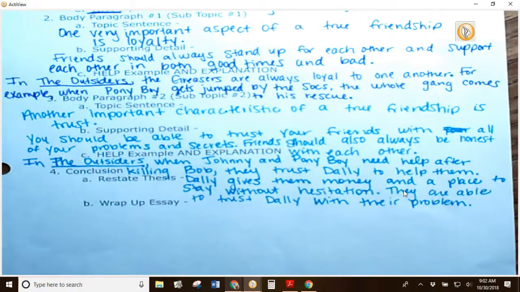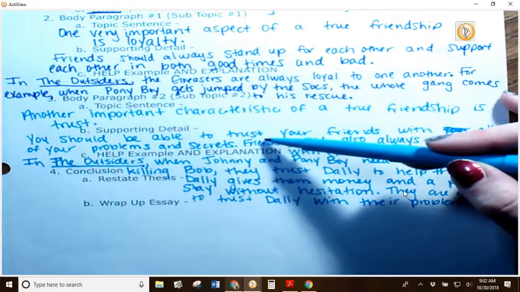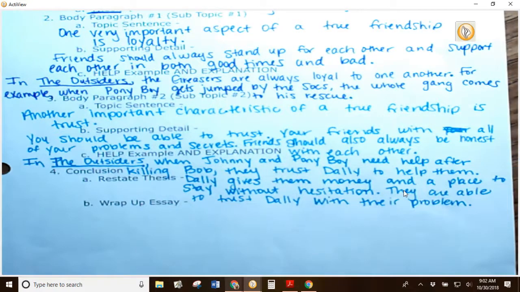Okay, so we're done with paragraph 2 now. We've got topic sentence, supporting details from our bubble chart, and then our help example from our bubble chart using The Outsiders. Okay, so all we have left now is our conclusion. Now, I've heard a lot over the years that the hardest part of writing an essay is starting, or how to start and how to finish.